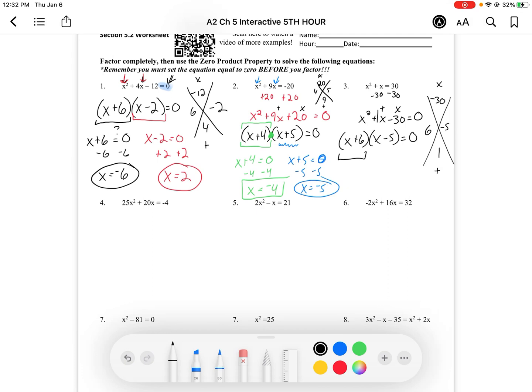All right, what makes this factor equal 0? Negative 6. What makes this factor equal 0? Positive 5. There we are. That's the first row. Nice job. So then, the next row, let's set that thing equal to 0 by adding 4.